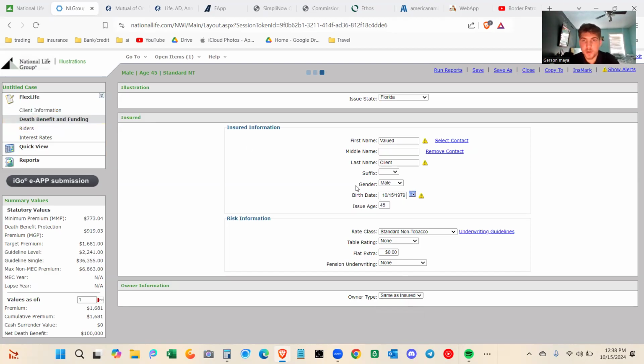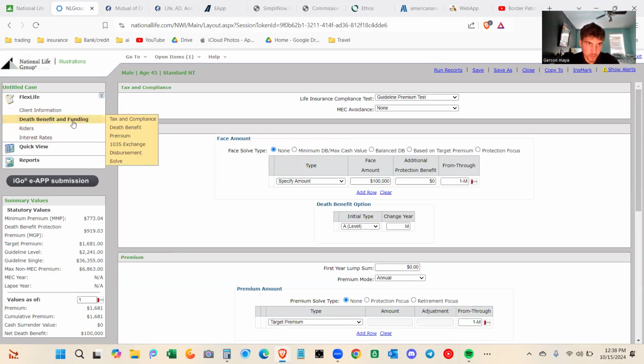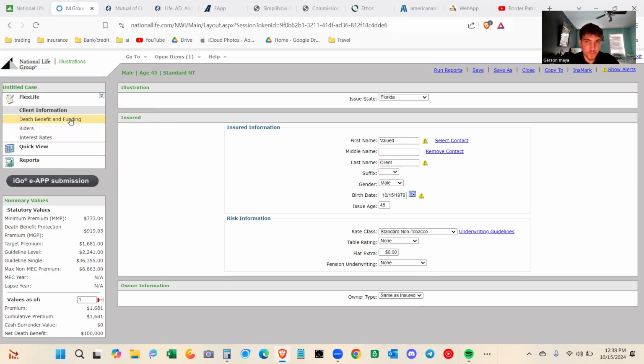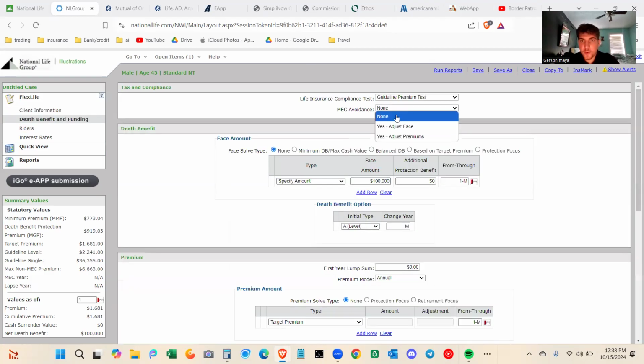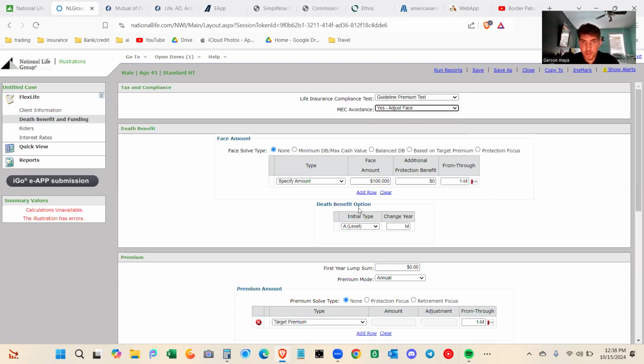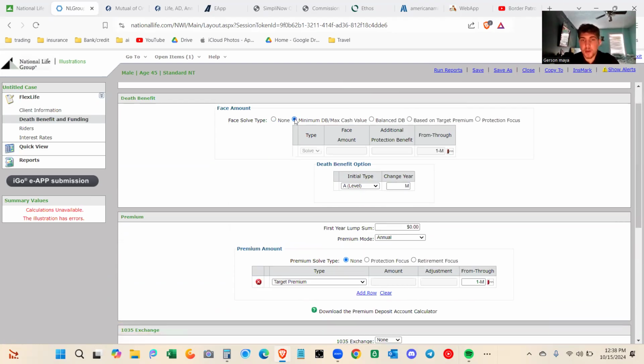You go straight to death benefit and funding. What's a 45-year-old up here? Yeah, 45. Okay. MEC avoidance, yes, adjust face, keep guideline premium test. I do minimum death benefit, max cash value almost every single time. Sometimes I do balance, but that's only if I want to give them a larger MEC premium so they can fund it more aggressively in the future. But I'll never really pitch MLG IUL for death benefit. If I'm going to get someone a specific death benefit, I'll get them an IULE if I need to.